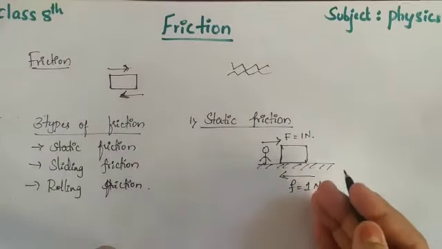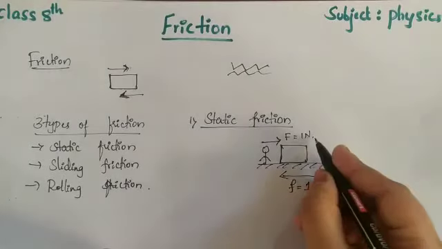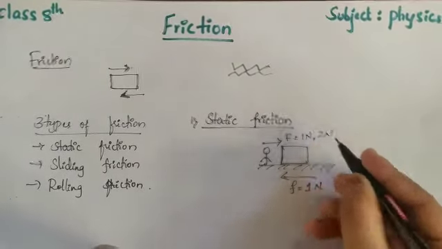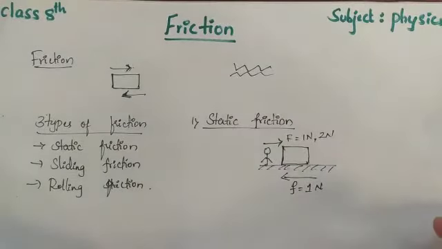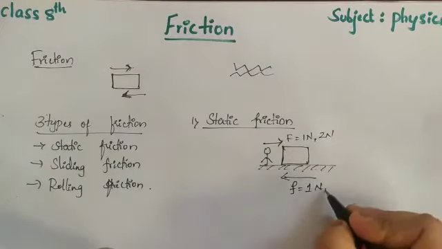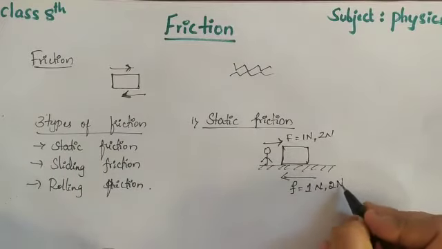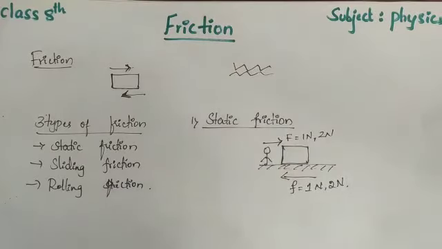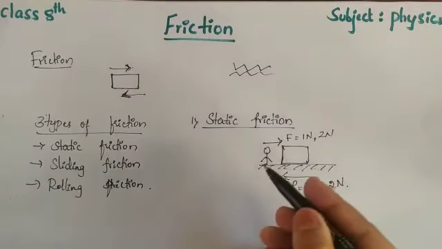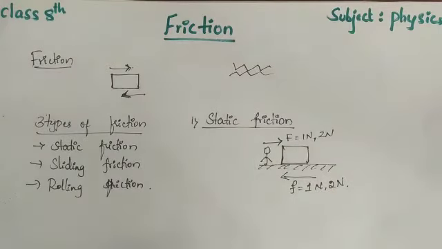To overcome the frictional force, you are going to increase it to 2 Newton. If you increase it to 2 Newton, again the frictional force is going to increase by 2 Newton. That means in these cases, whatever force you apply in one direction, the same value of frictional force acts in the opposite direction. So this won't be a constant all the time.